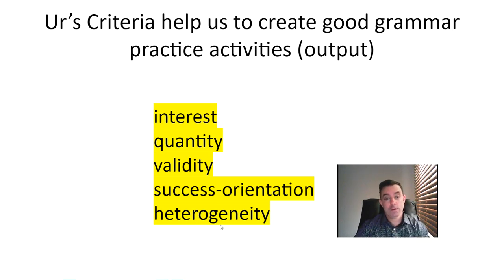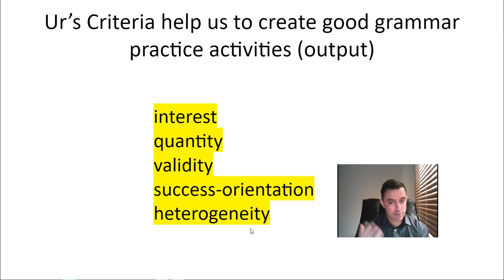Okay, heterogeneity simply means we want students of different levels to have a chance to produce something at this stage. So you're going to have a class of students, and they're going to be at slightly different ability levels, and so you want them to be able to produce something at their level.